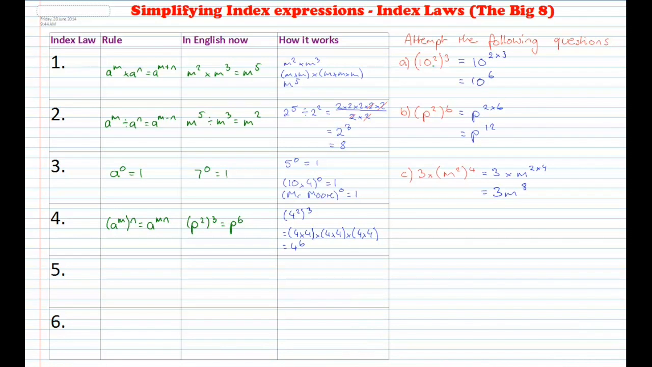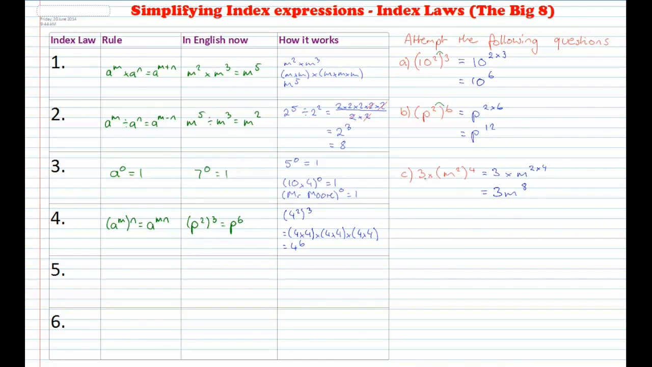Alright, so as you can see in this example, I've got my base 10 and I've got that to the power of 2, and then I put that all to the power of 3. So what I do is I multiply my 2 times my 3, so it gets me 10 to the power of 2 times 3, which is 10 to the power of 6. The same deal here, I've got p to the power of 2 and then put it to the power of 6, so I just multiply the 2 and the 6, so it gets me p to the power of 2 times 6, which is p to the power of 12.